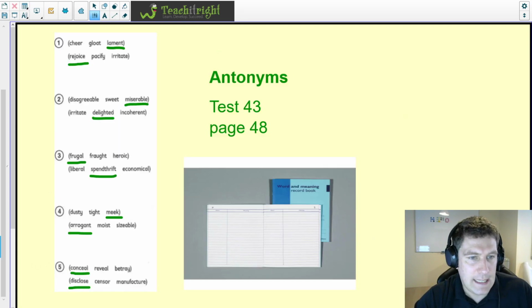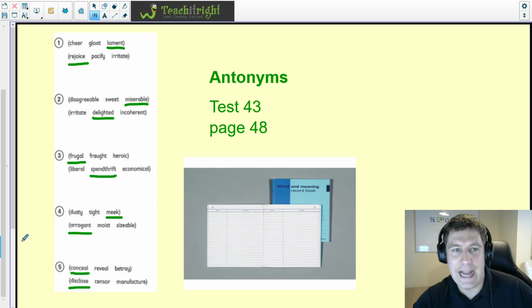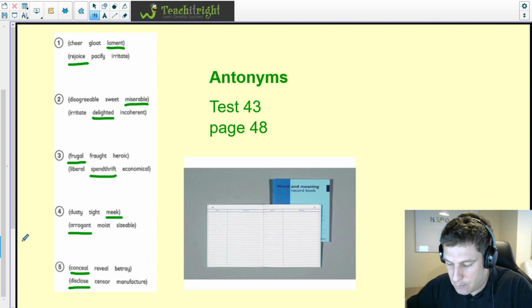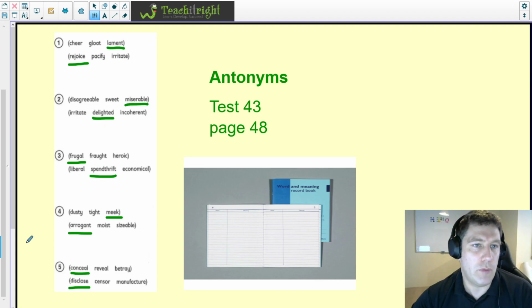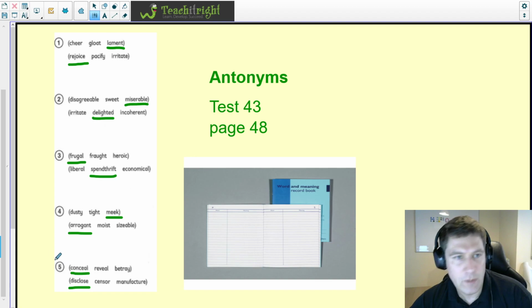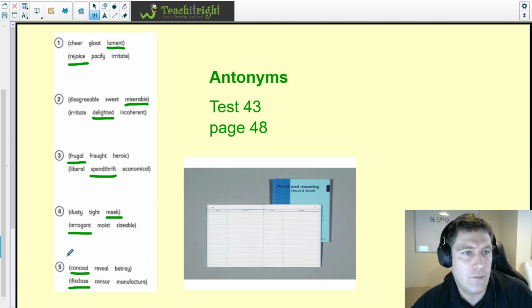Right, last but not least, we've got some more antonyms here. And again, if I could ask you to get your word and meaning books out, that would be great. Okay, so what have we got? So number one, we've got lament and rejoice. Lament means sort of an expression of grief. So rejoicing is being happy. So again, if you've got that one right, give it a tick.